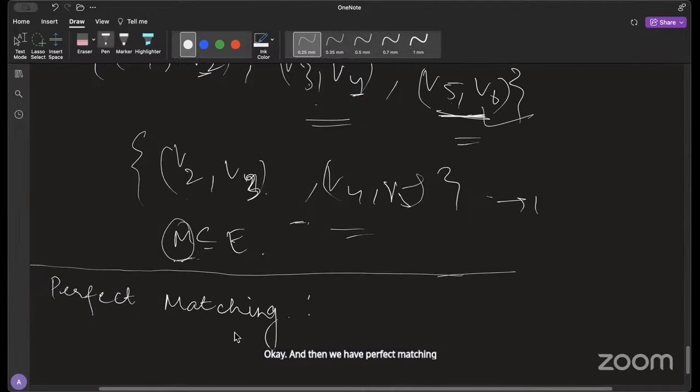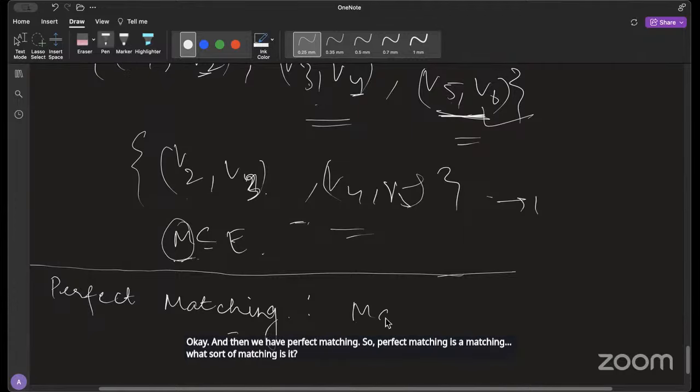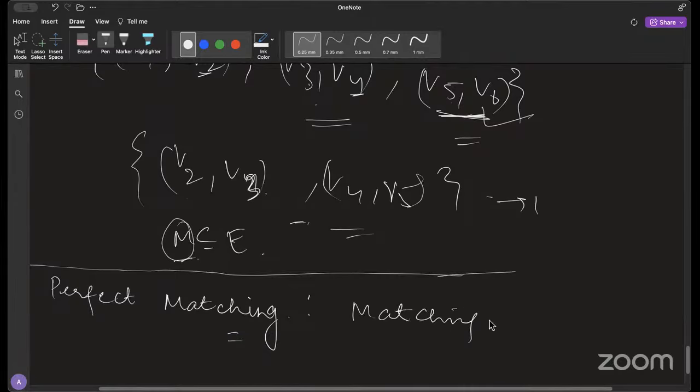So perfect matching is a matching. And what sort of matching is it? Matching such that each vertex is covered.